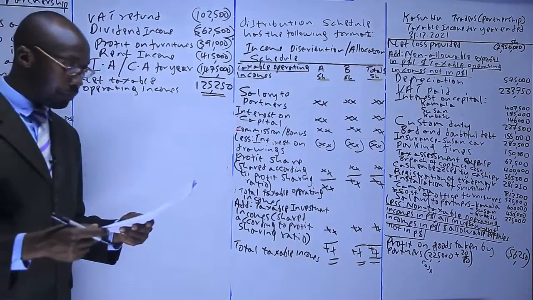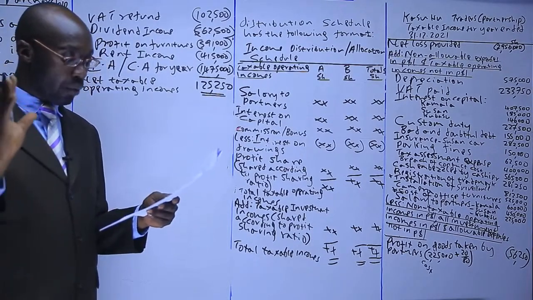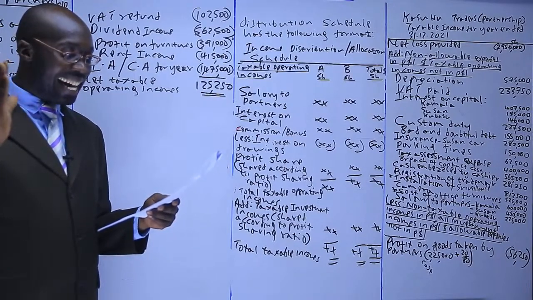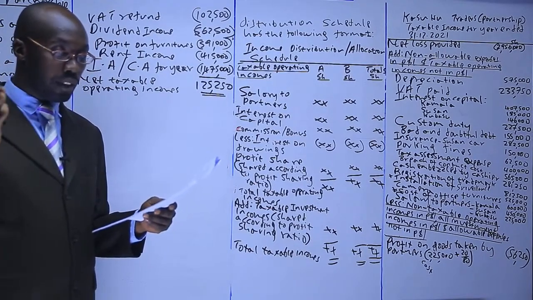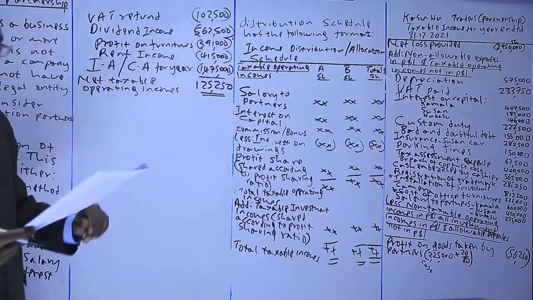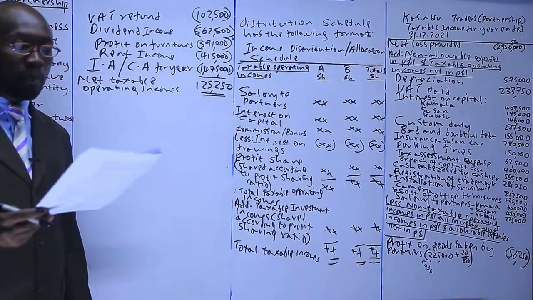Now after that, we have answered required one. We were supposed to get the adjusted partnership profit or loss for the year. Here it is. Required two, distribution schedule for the profit or loss.